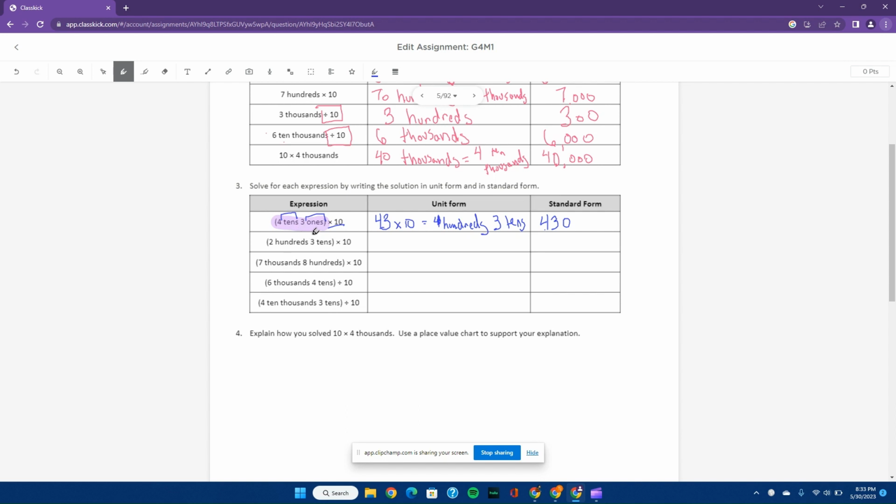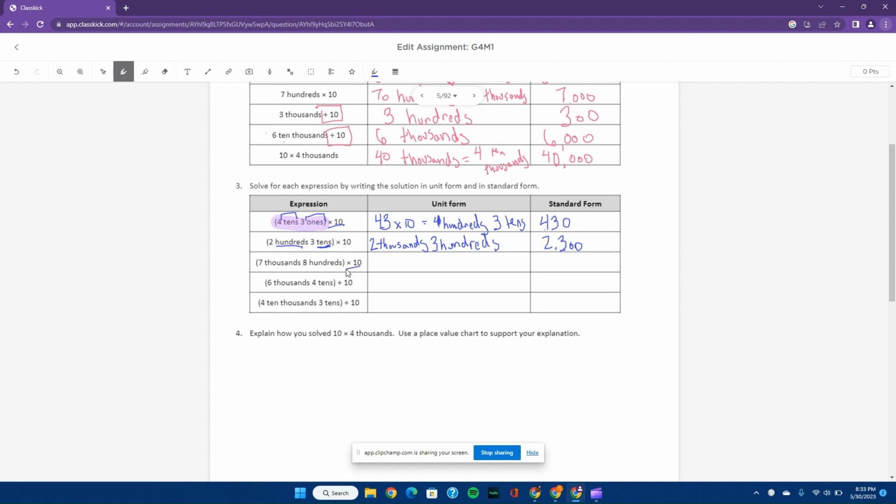2 hundreds, 3 tens times 10. So that would give me 2, and the next largest place value after the hundreds is the thousands. So 2 thousands. And 3 tens, again, next largest place value would be 3 hundreds. So 2 thousands, 3 hundreds would be 2,300. Okay?